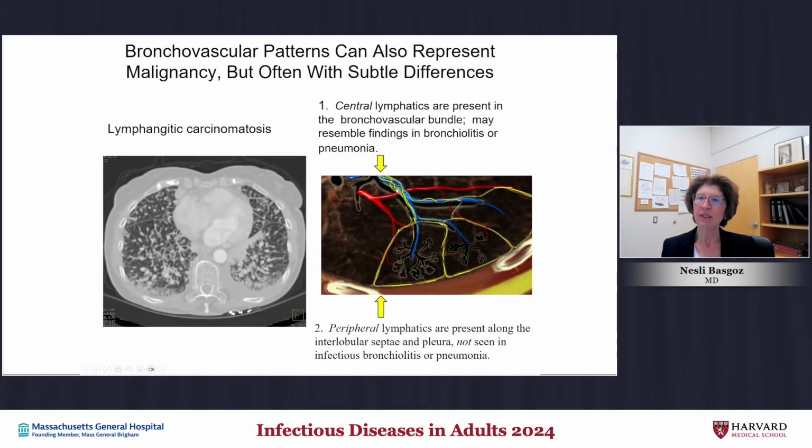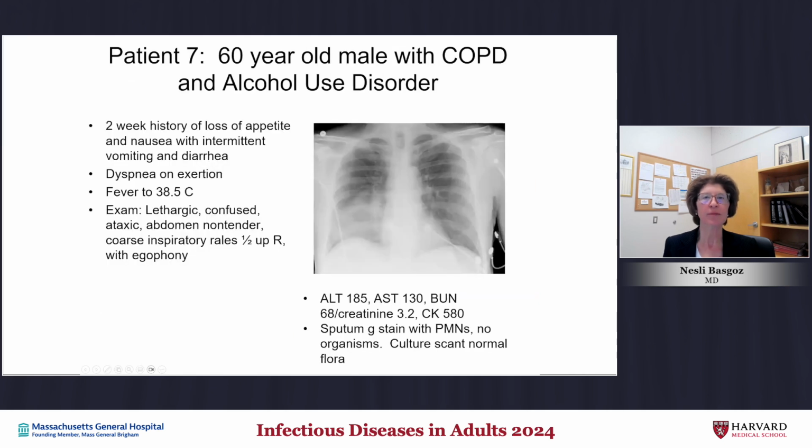While central lymphatics are present here in yellow in the bronchovascular bundle and may resemble bronchiolitis or pneumonia, remember that peripheral lymphatics are present along the interlobular septae and the pleura, and that should not be seen in bronchiolitis or pneumonia. And here you can see many places where it is seen. So that is a tip-off.